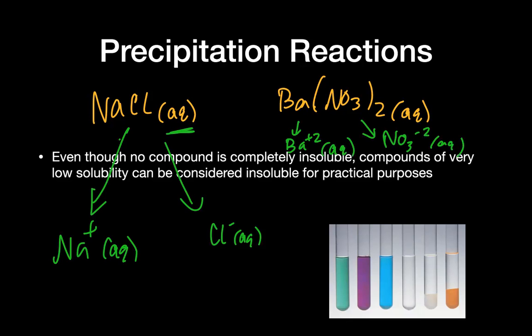So if I were to take these 2 solutions and mix them together, I would have to look at, is there any combination of these 4 ions that creates a compound that is insoluble in water? So obviously it's not going to be sodium with chloride and it's not going to be barium with nitrate because those are already soluble in water as seen by the initial solutions.